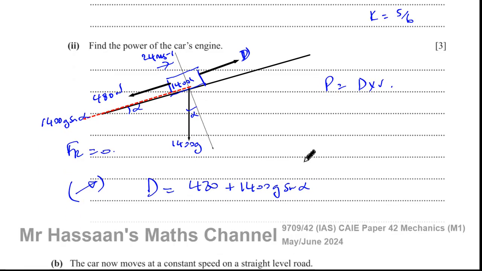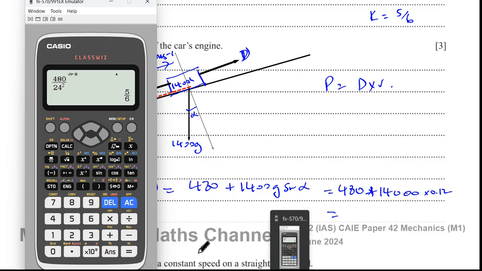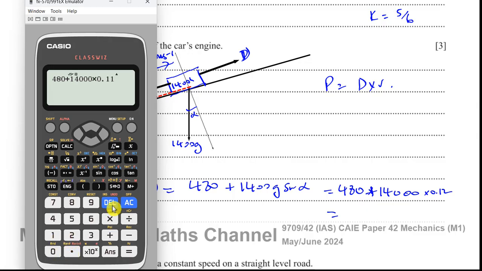And we know D is 480 plus 14, and then you're going to have 3 zeros, because g is 10 times 0.12. So you have 480 plus 14 and 1000 times 0.12, because sine of alpha is 0.12.